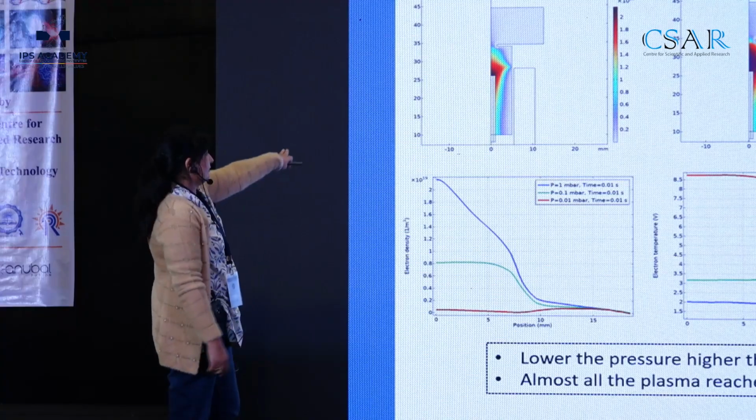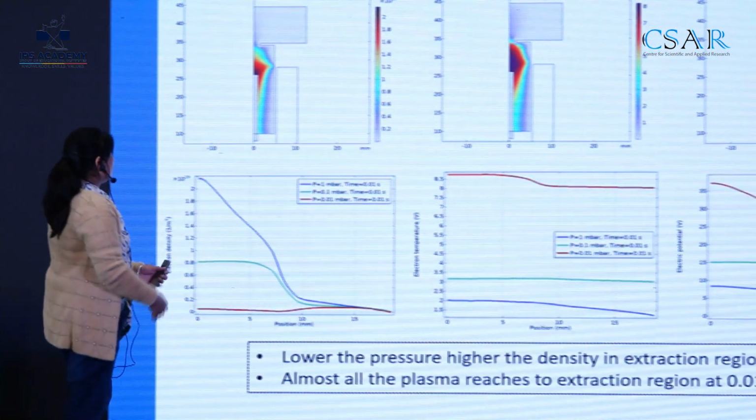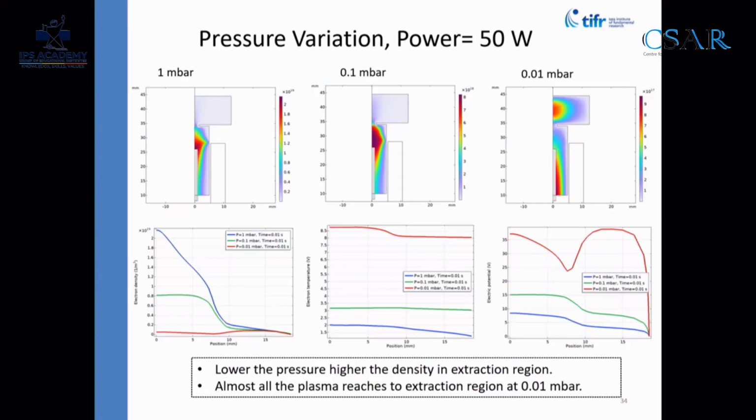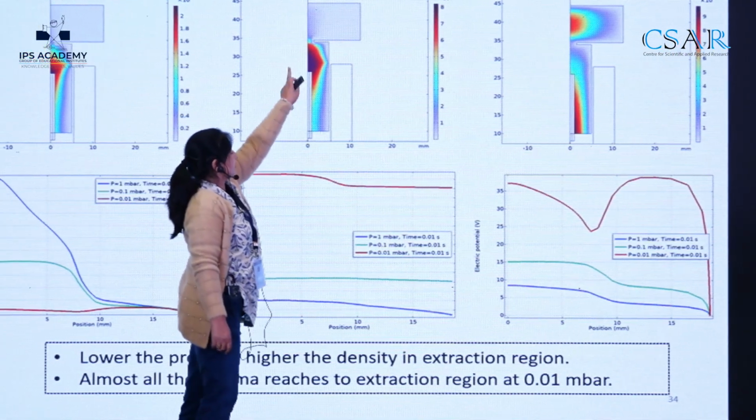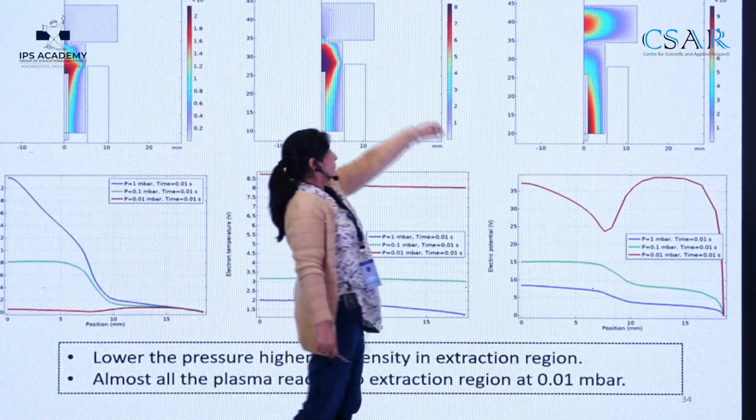So next here I have shown the profiles at different pressures, and power was 50 watts. We see that reducing the pressure indeed makes the plasma flow from this ionization region into the extraction region, and the best was achieved at 0.01 millibar.